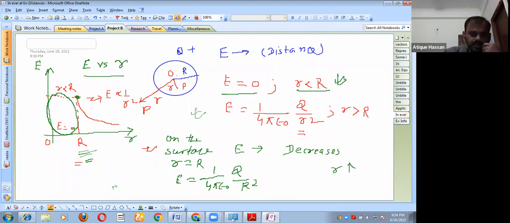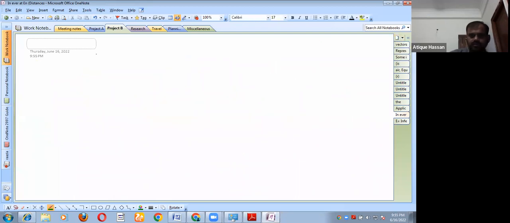And for the region r greater than R, it means for the outer region, the graph looks like this. So the actual graph for variation of electric field with distance due to a conducting sphere will look like this. I will draw you the fresh graph. It will look like this, and this will be a dotted line.